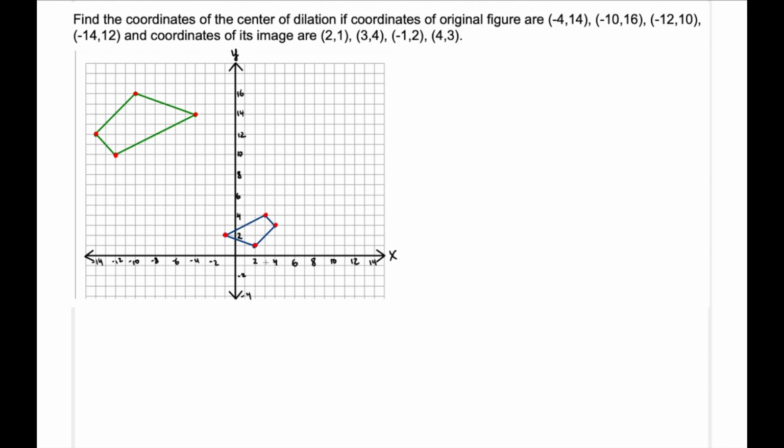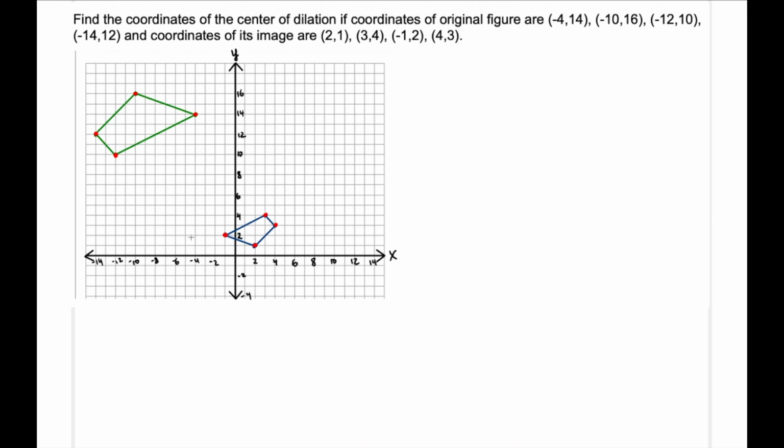So I'm going to show you how to find the scale factor and the coordinates of the center of dilation using the graphical way, and then we're going to confirm that it's the correct center of dilation using the algebraic formula. Let's first understand what the scale factor is, because without the scale factor we won't be able to figure out the center of dilation. How do we figure this out?